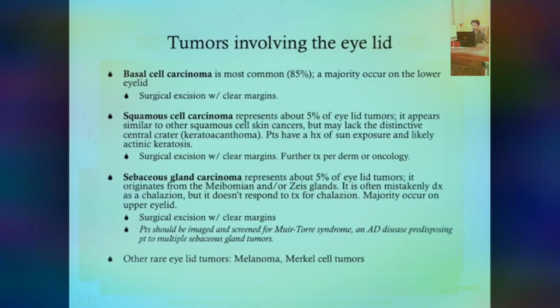And so usually these patients will need further treatment. Sebaceous gland carcinoma makes up about 5% of the eyelid tumors as well, and these, as you can imagine, originate from meibomian and or Zeis glands. It's often mistakenly diagnosed as a chalazion, but it wouldn't respond to treatment for a chalazion, and the majority occur on the upper eyelid. Again, here you're going to do surgical excision with clear margins.